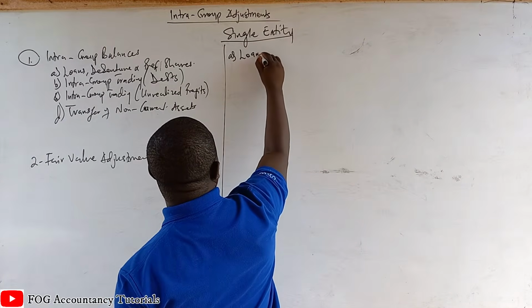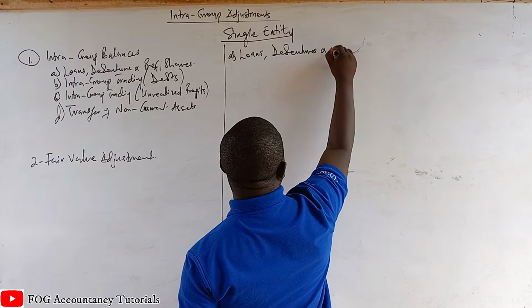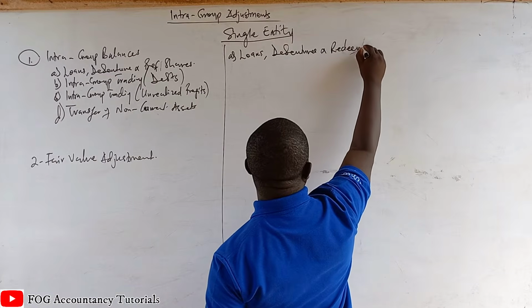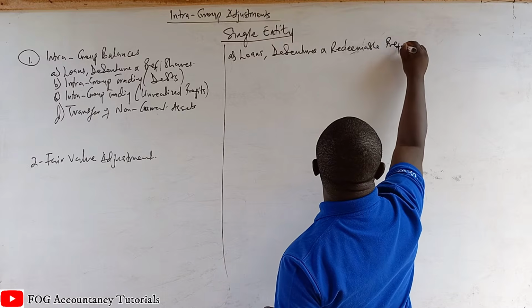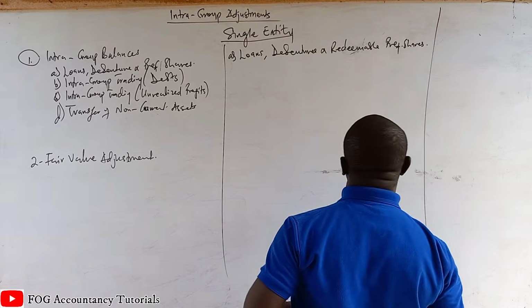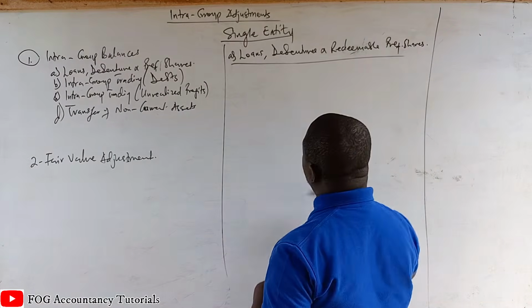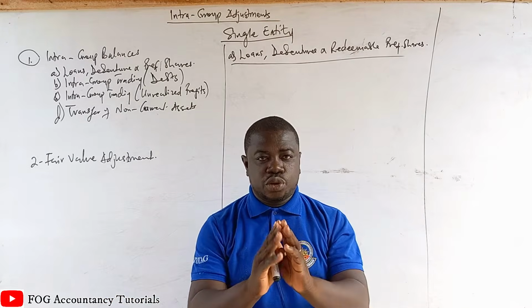If you have loans, debentures, and redeemable preference shares between a parent and a subsidiary, how do you deal with this? If you have loans, debentures, and redeemable preferences. Now, first of all, this is what you have to do.